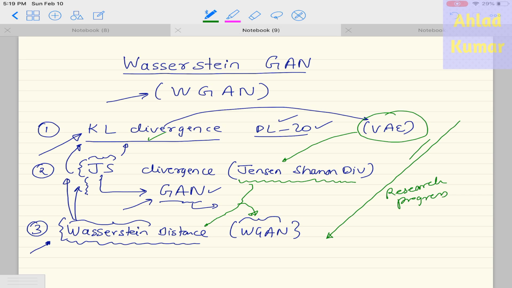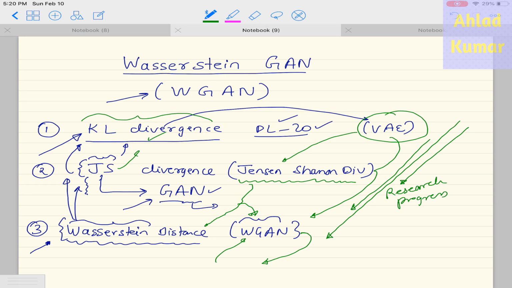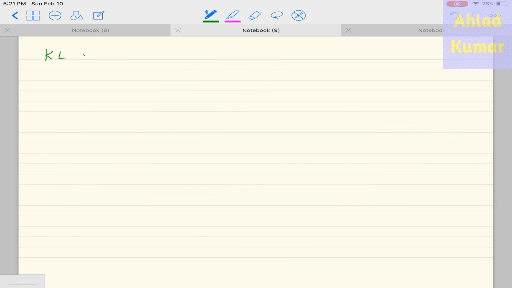If you don't know this path, of how it progressed from variational autoencoders to GAN to WGAN, then it is highly impossible for you to further conduct research and improve WGAN to the next level. My aim is to make you understand this research progress so that you are ready to create more variants of WGAN which have improved performance compared to the existing WGAN. So without wasting time, let's see what disadvantages KL divergence has and how we overcome them using JS divergence. Our main focus is first on KL divergence.